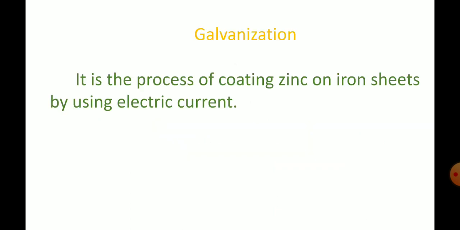Then second method is galvanization. It's a very important process. Look here, it is the process of coating zinc on iron sheets by passing electric current. Zinc will not get corroded easily, so to prevent the corrosion of iron, what is coated? Zinc metal is coated over the surface of iron so that the corrosion of iron is protected, and this process is termed as galvanization. So galvanization is the second method used to prevent corrosion.